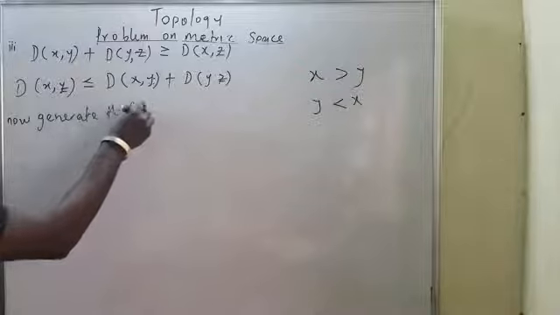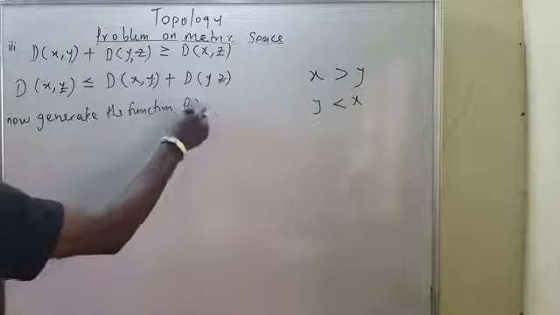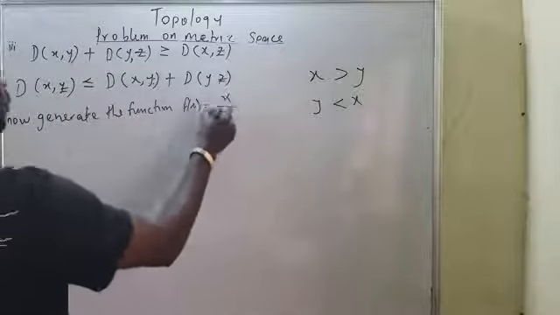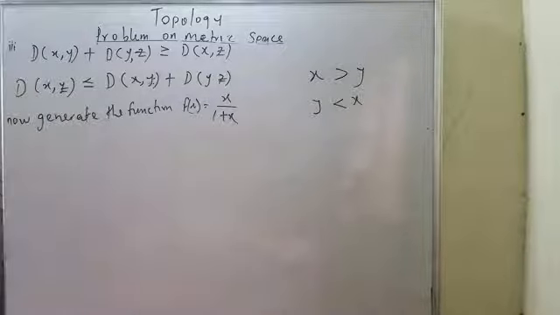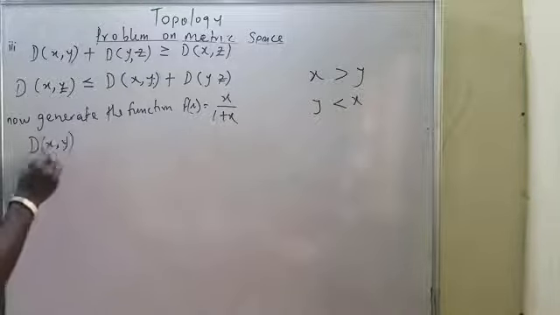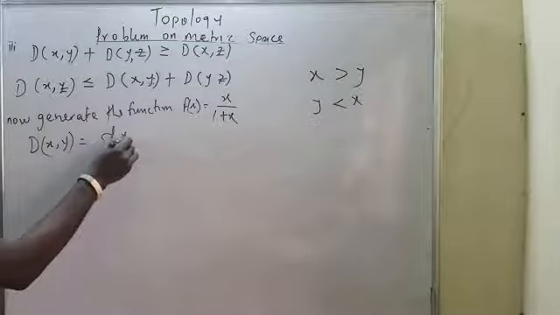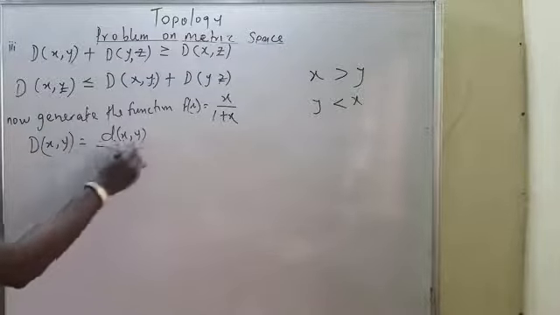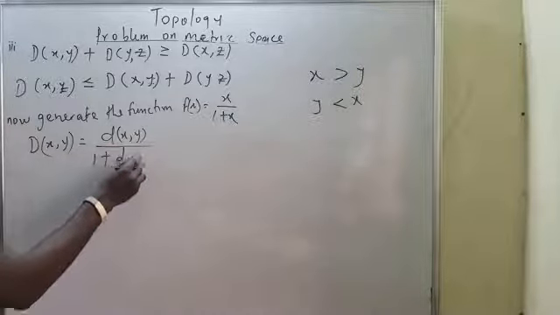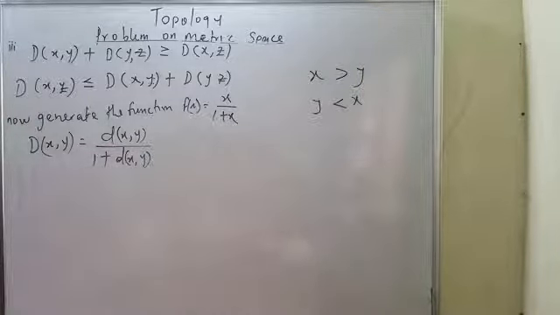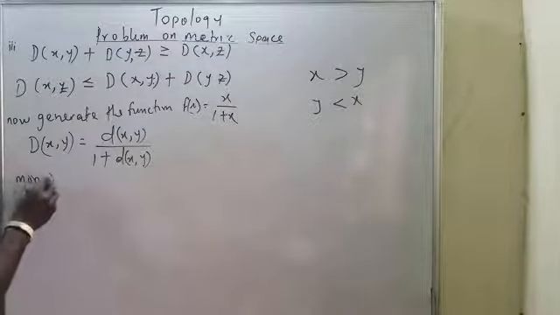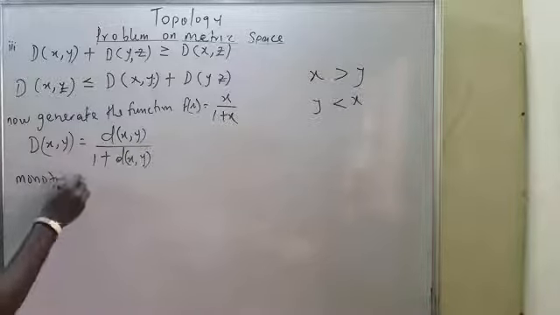a function f of x, which equals x all over 1 plus x. Okay, that is what I'm trying to say. It means I'm saying d of x of y will be equal to d of xy divided by 1 plus d of xy. That is what I'm trying to say. Now every increase on the positive real number, it means every increase, we call it monotonic increase.